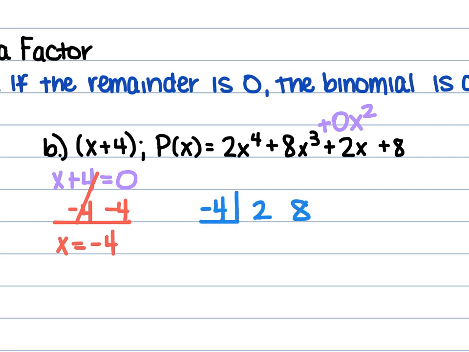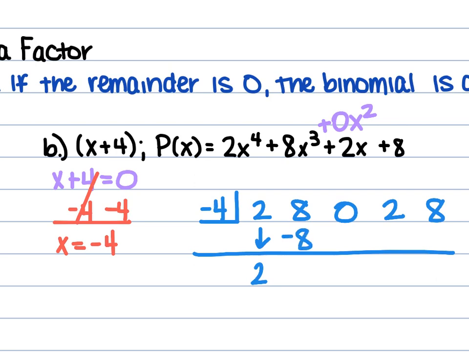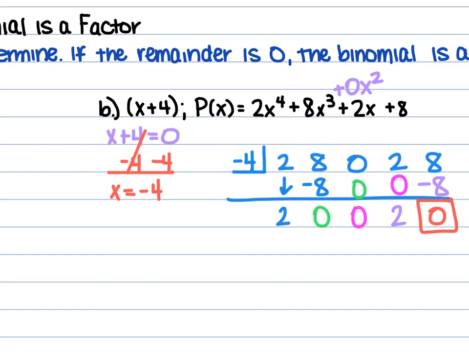We're going to have a 2, an 8, 0, 2, and 8. That first 2 we're going to drop down. Multiply the 2 times negative 4, we have negative 8. Combine that with the 8, we get 0. 0 times negative 4 is 0, and 0 plus 0 is 0. 0 times negative 4 again, 0. So we have 2 plus 0, which is 2. 2 times negative 4 is negative 8. And negative 8 plus 8 is 0. Because our remainder is 0 for this one, x plus 4 is a factor.